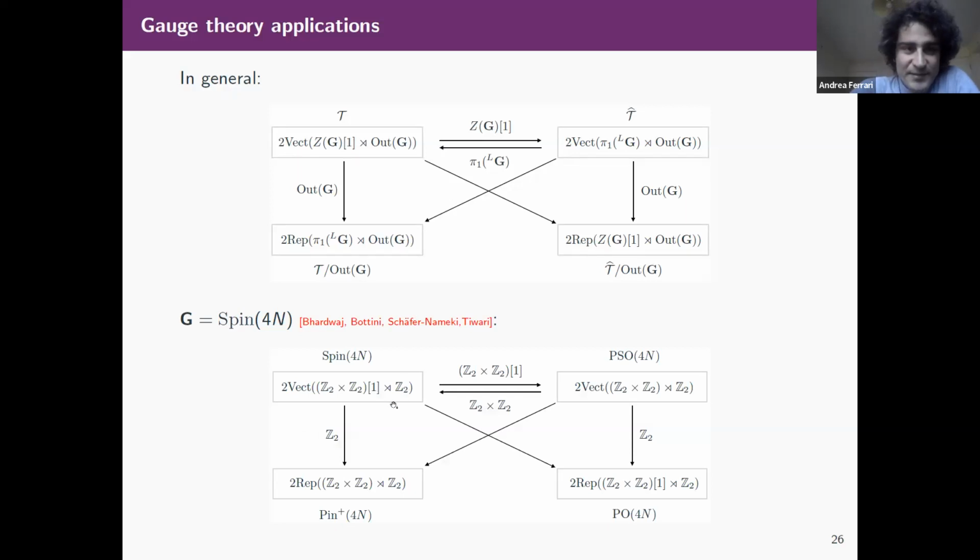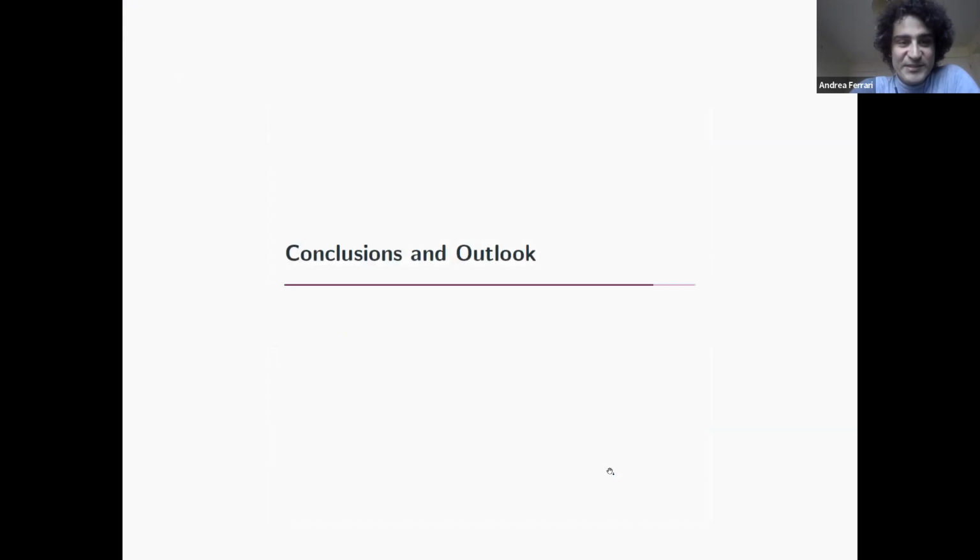And the resulting diagram will be a network of two gauge theories with different gauge groups whose symmetry categories we can control very well based on our consideration. In particular, the symmetry category for pure PO4N will be the category of two representations of this group here, which is the one that we just discussed.